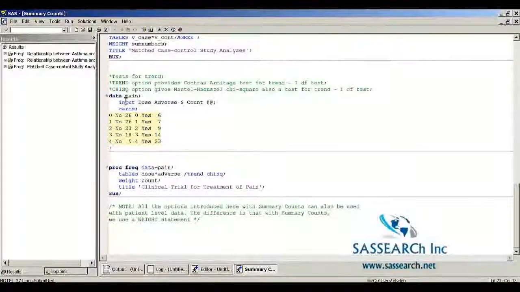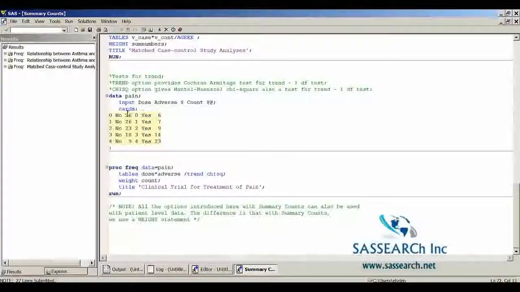So I'm creating a data set called pain, and I'm inputting the dose, and I'm inputting a character variable, whether or not the subject had an adverse reaction, and then I'm inputting the weight variable, which I'm calling here count. And I'm using the @@ to tell SAS to keep inputting these three variables over and over. This minimizes the number of lines in my card statement.